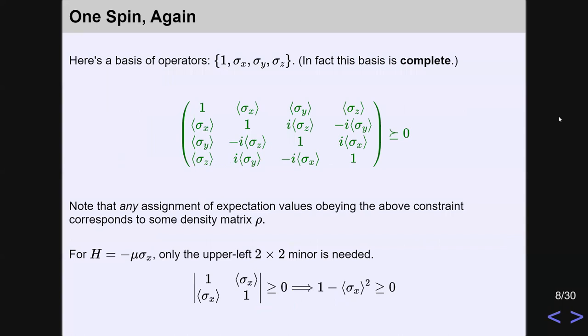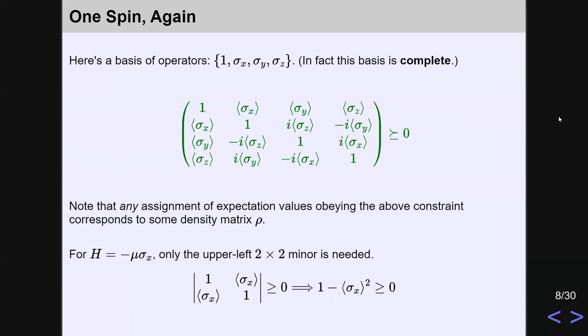So looking at the one spin case again, we can just write down this big matrix M explicitly. So you should think of this as the expectation value of 1 times 1, the expectation value of 1 times sigma x, the expectation value of 1 times sigma y, and so on. Down here, we have the expectation value of, say, sigma x times sigma y, which is, of course, that of i sigma z. And so this matrix has to be positive semi-definite. This constraint is true on any quantum state. You write down a density matrix, and it will obey the equation in green, or the inequality in green, I should say.